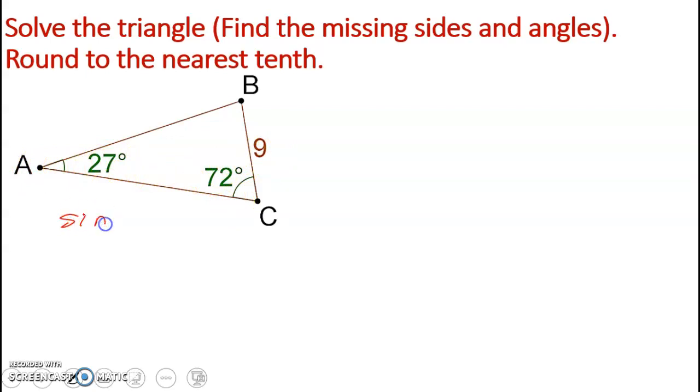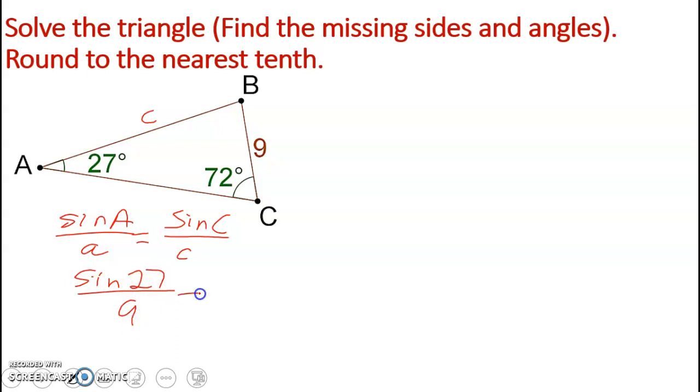So sine A over A, and then we know angle C, so we're going to say sine C over C. We don't know C, but we can find it. At least we know these three. So sine A over A is sine 27 over 9, equals sine 72 over C. And then we cross multiply.